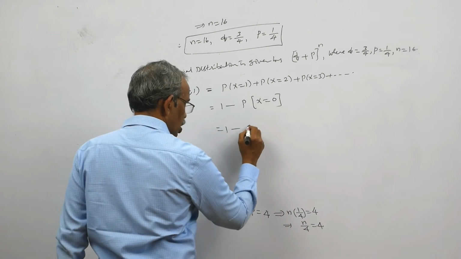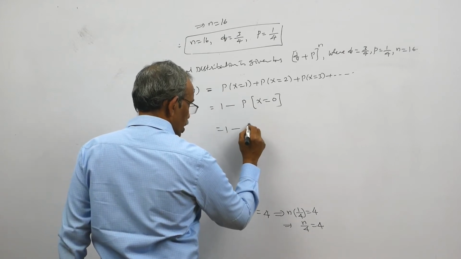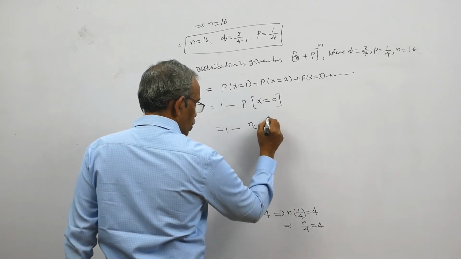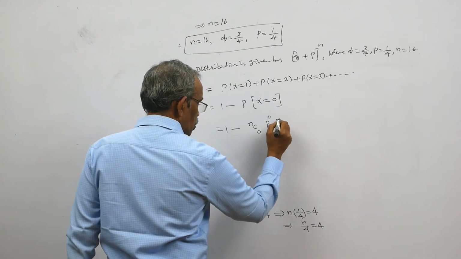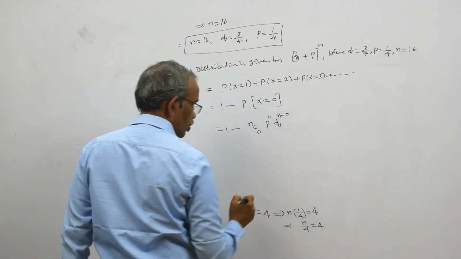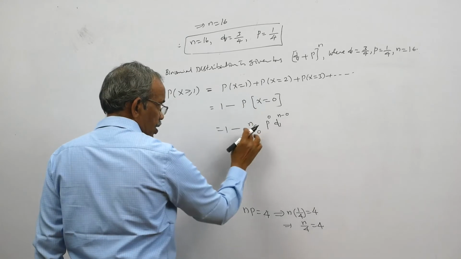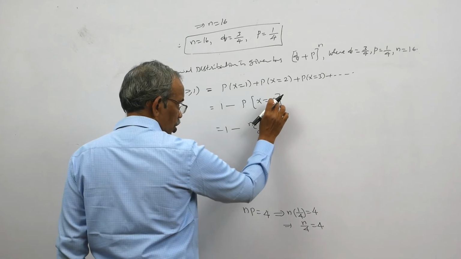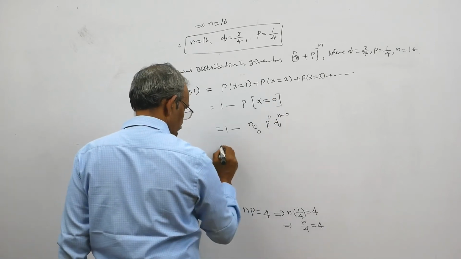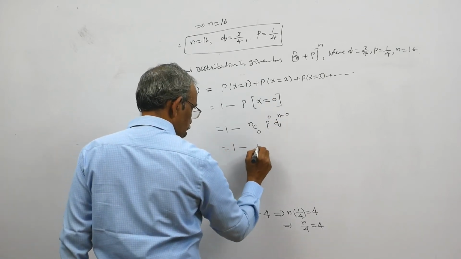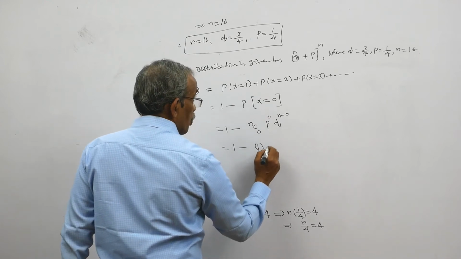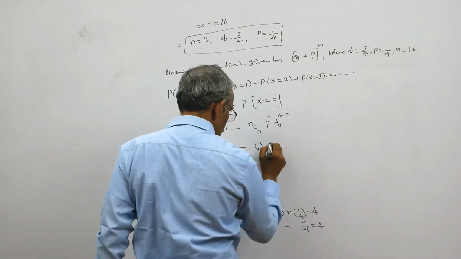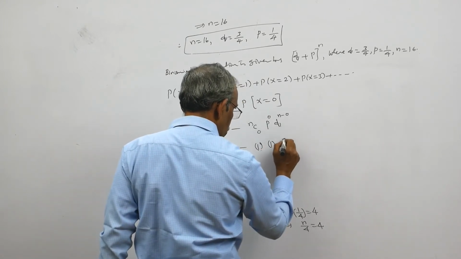1 minus probability of x equal to 0 means 1 minus nC0 p power 0, q to the power of n minus 0. We know that P of x equal to k is nCk p power k, q power n minus k. With k equal to 0 here, nC0 is 1, p power 0 is 1. Here we get q to the power of n.